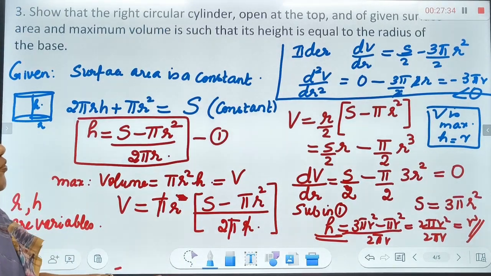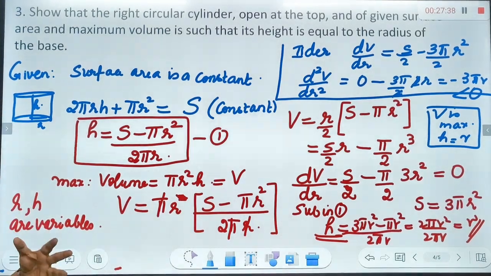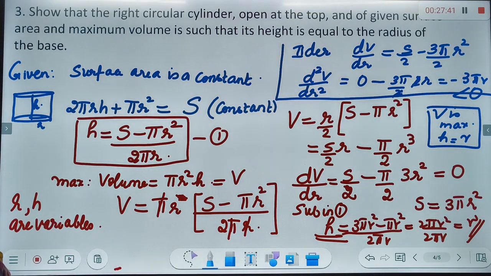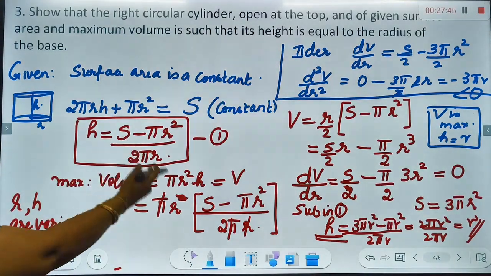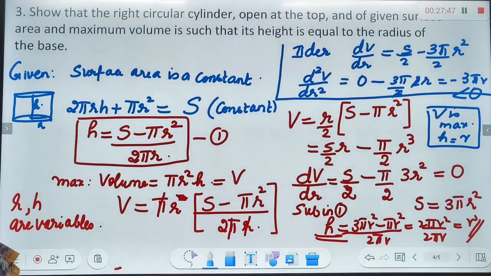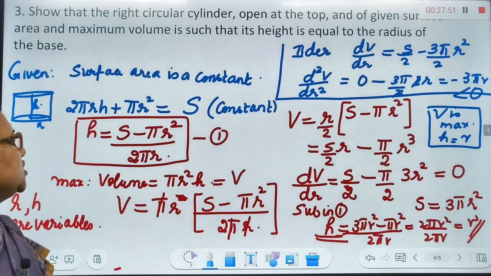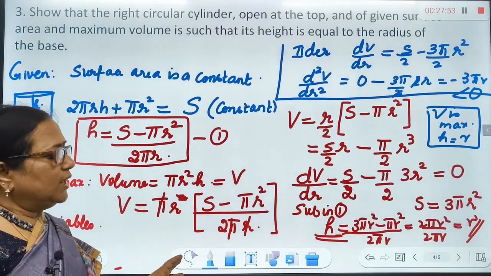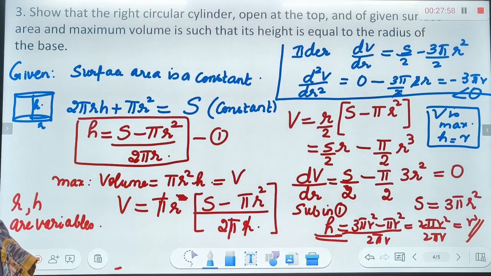So what is the difference between this problem and the earlier problem? The earlier problem, given the volume, we maximized the surface area. In this problem, given that surface area is a constant, we found that the cylinder open at the top has maximum volume. So we proved that when H is equal to R, it will have maximum volume.